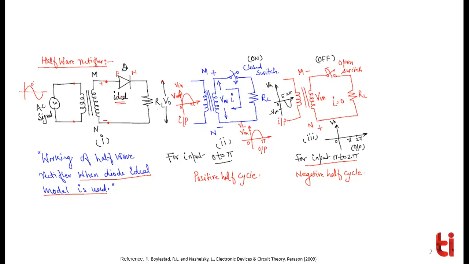We know that if this is an ideal diode in forward bias, there is no need to replace it with a battery. It is simply a closed switch, a zero resistance metal wire. So we have replaced it with a closed switch. Now you have simply one voltage and one resistance, so you can directly find the output. The output voltage will be the same as the input voltage, because there is no drop anywhere.